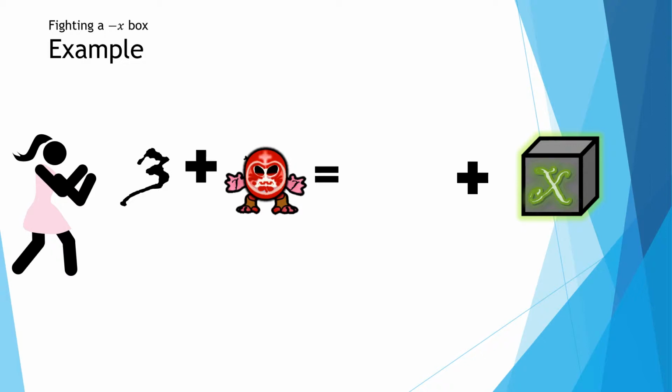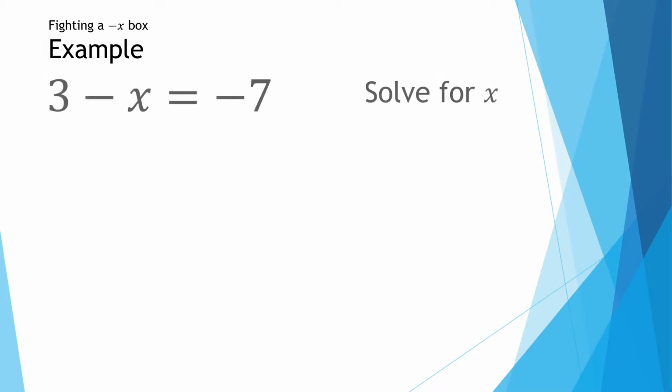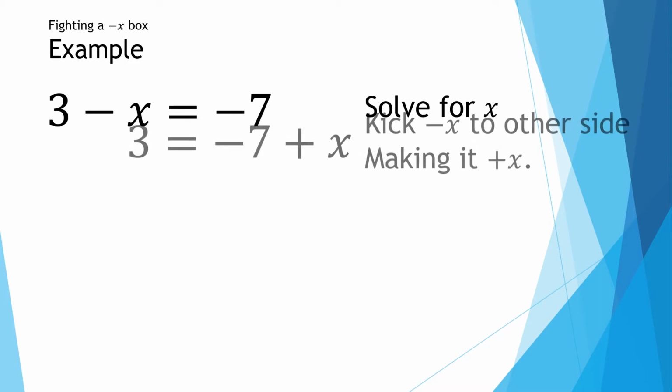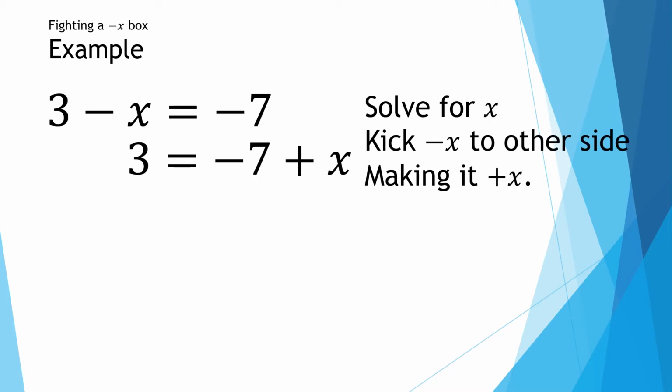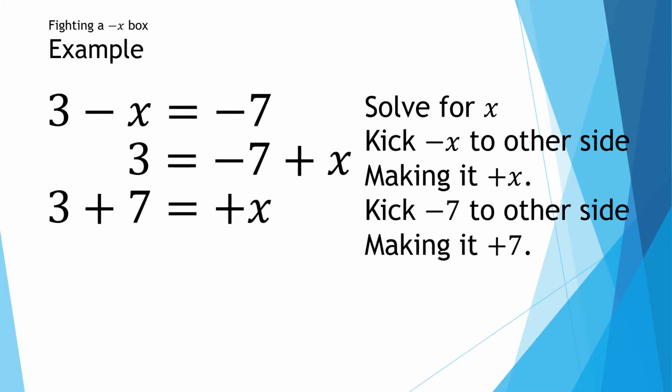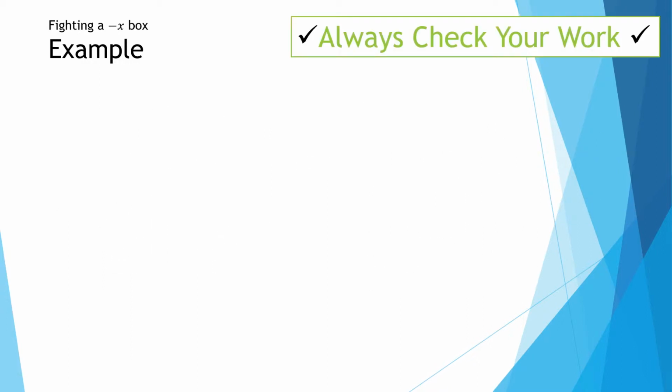Let me show you what it looks like in symbols. 3 minus x is equal to negative 7. I move the x over to the other side, so I change it from a negative x to a positive x. I'm going to move this negative 7 over to the left side, changing it from a negative 7 to a positive 7. And then 3 plus 7, well, that's equal to 10. Done.